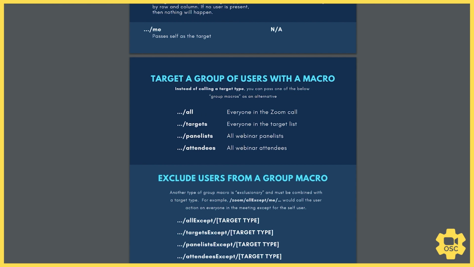So a macro, like all, targets, panelists, and attendees. So all would be everybody on the Zoom call. Targets would be everybody in the target list that we talked about before. Panelists would be the webinar panelists, and attendees would be the webinar attendees. So if you want to send a chat message to all of the panelists in a webinar, you would just do /Zoom/panelists/chat, and that would be how you would be able to send to them. These do not require any other identifying information because they're groups. You don't have to specify who's in the group. We know who's in the group, so you just use one of these macros.